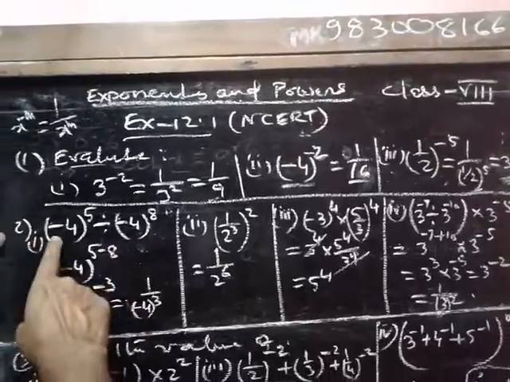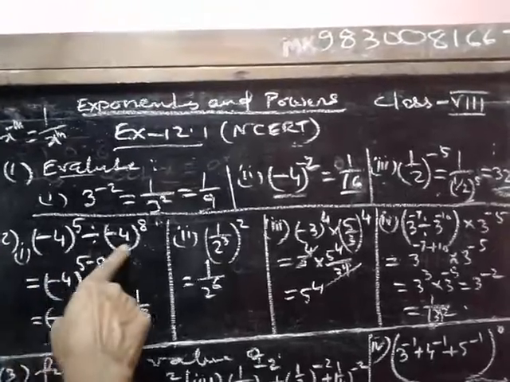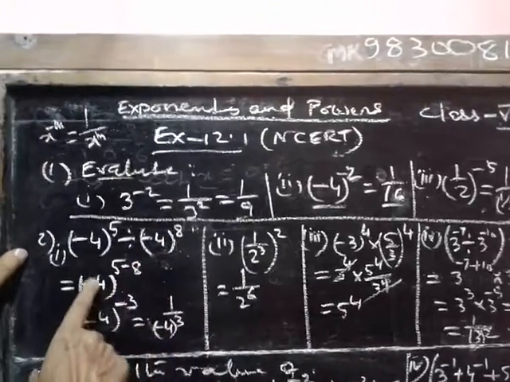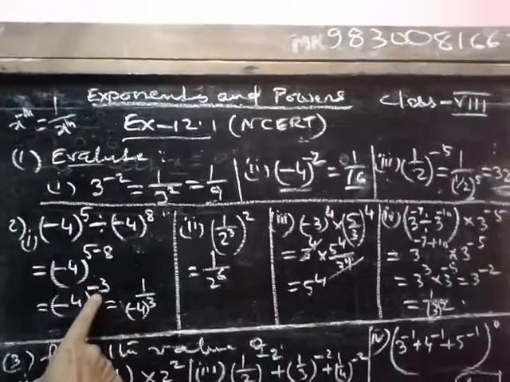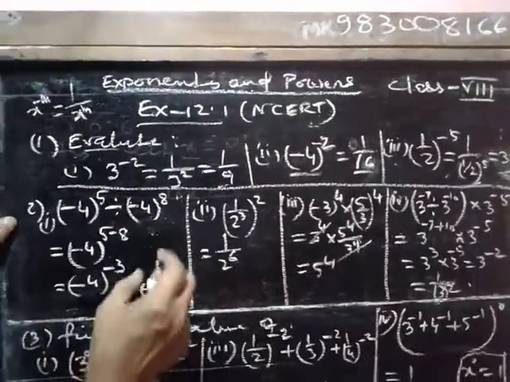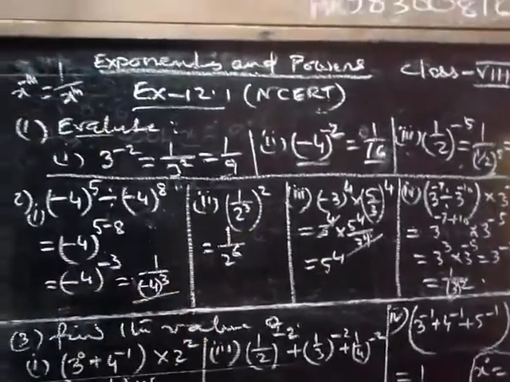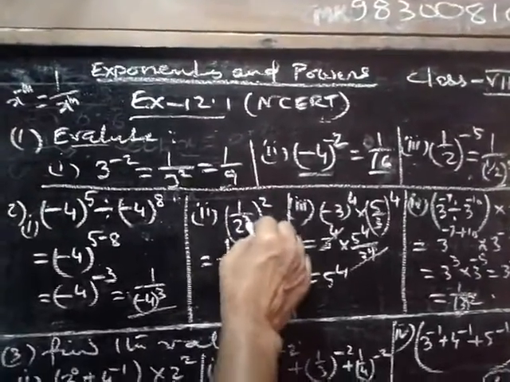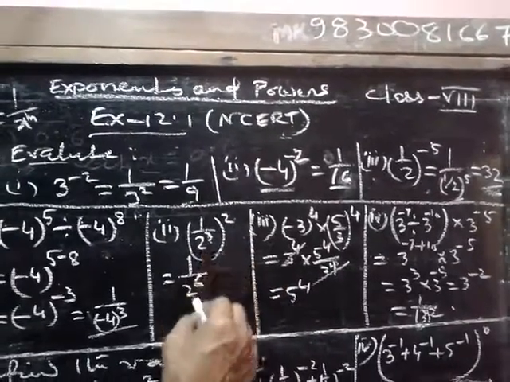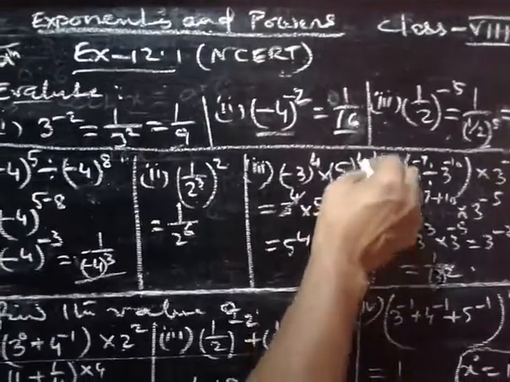Next one, number 2, that is minus 4 to the power 5 divided by minus 4 to the power 8. So the bases are the same, and whenever it is divided, you know the power will be deducted. So minus 4 to the power 5 minus 8, it has come minus 3, and it is asked for the positive exponent, so this is minus 4 to the power 3. Number 2 is 1 by 2 cube whole square, and this is coming directly 1 by 2 to the power 6.